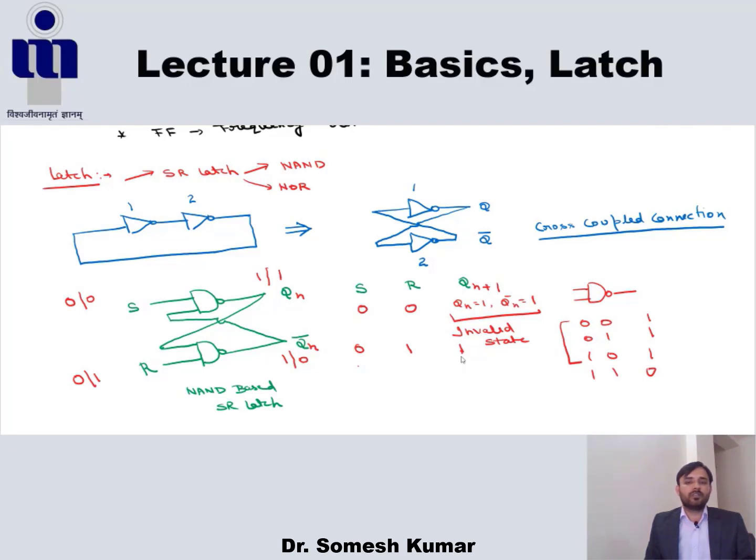In the next combination, 1 and 0, S is 1 and R is 0. If R is 0, the output Qn bar must be 1. If this 1 is given to the inputs, both become 1 and 1 and the output becomes 0. So here I can write 0.